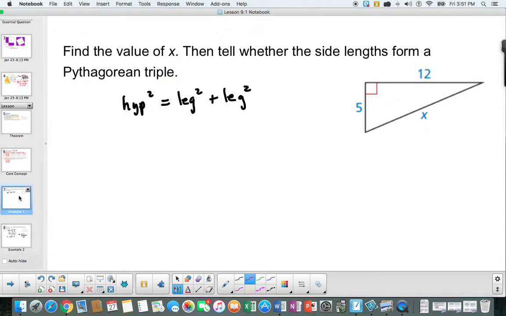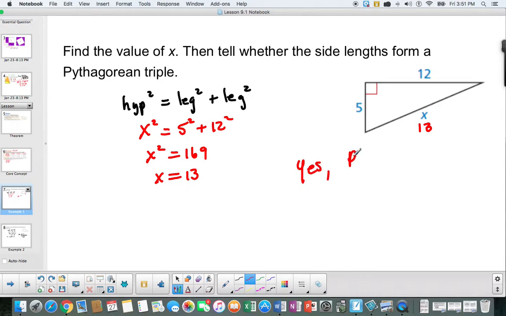Okay, let's go ahead and find the value of x and decide if this is a Pythagorean triple. So I'm going to take the hypotenuse, which is x squared, and a leg, 5 squared plus 12 squared. I'm going to get x squared is equal to 169, so x is equal to 13. Now when all the numbers are integers, we call this a Pythagorean triple. So the answer is yes, it's a Pythagorean triple.